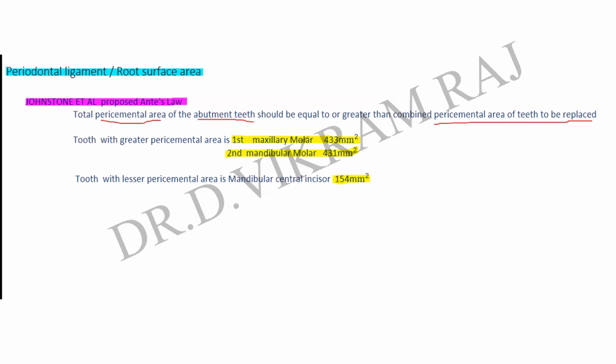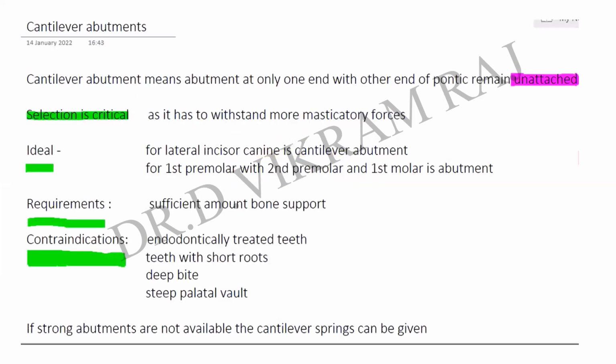The mandibular first molar is second in position. That is, first position is the maxillary first molar, and second position is the mandibular first molar. And the tooth with the least pericemental area is the mandibular central incisor, which is 154 millimeters square.